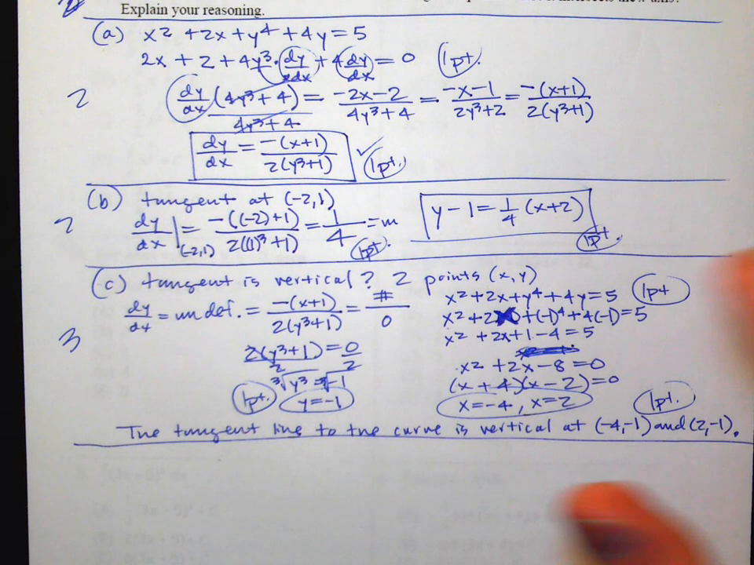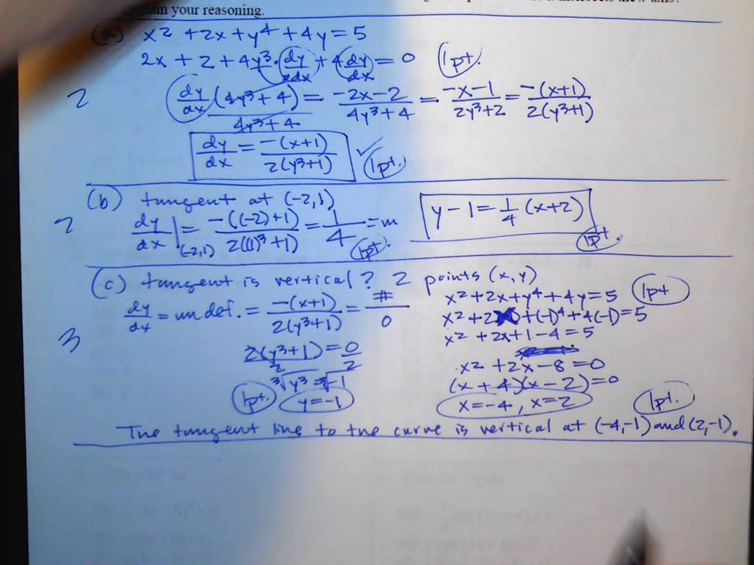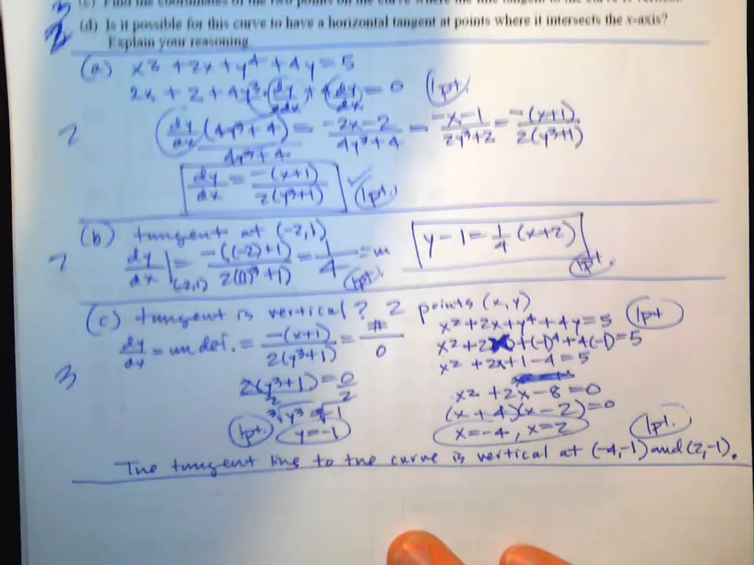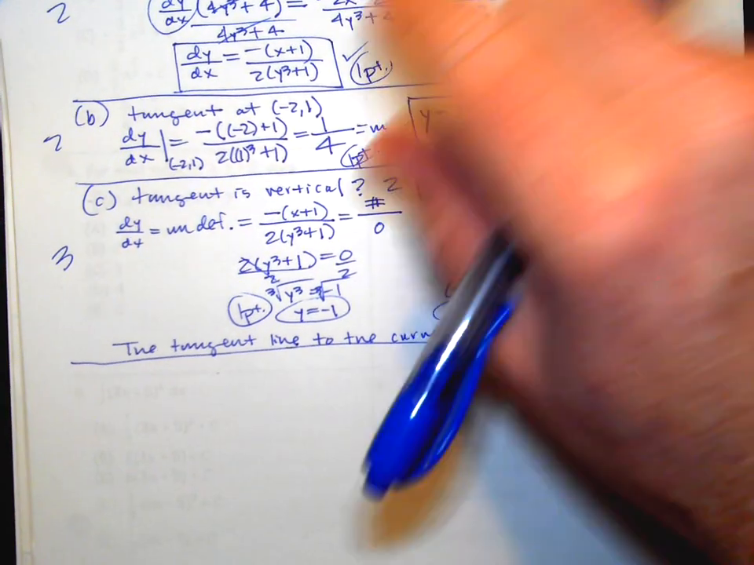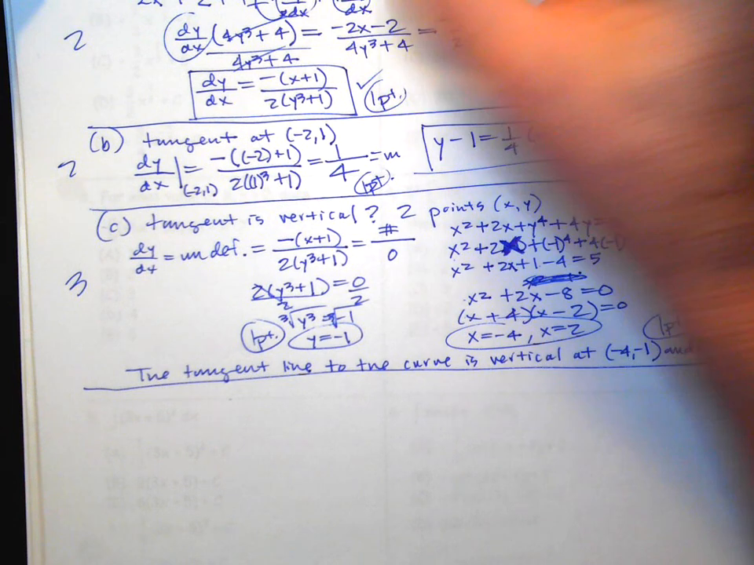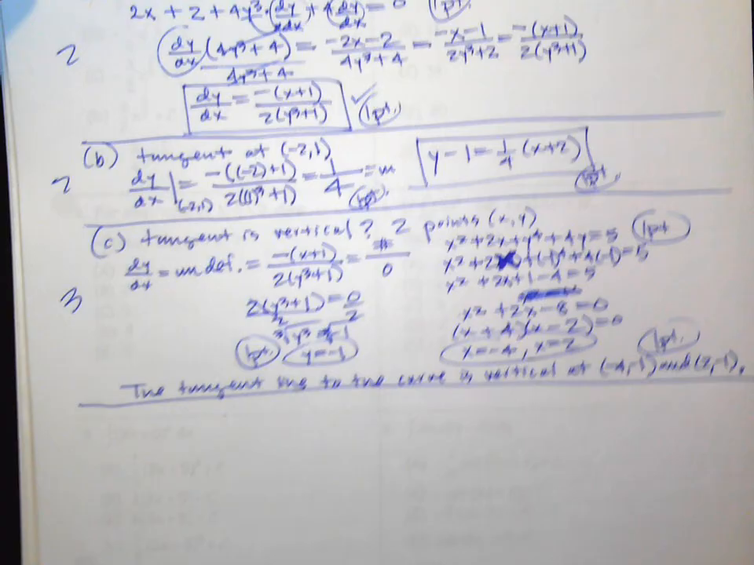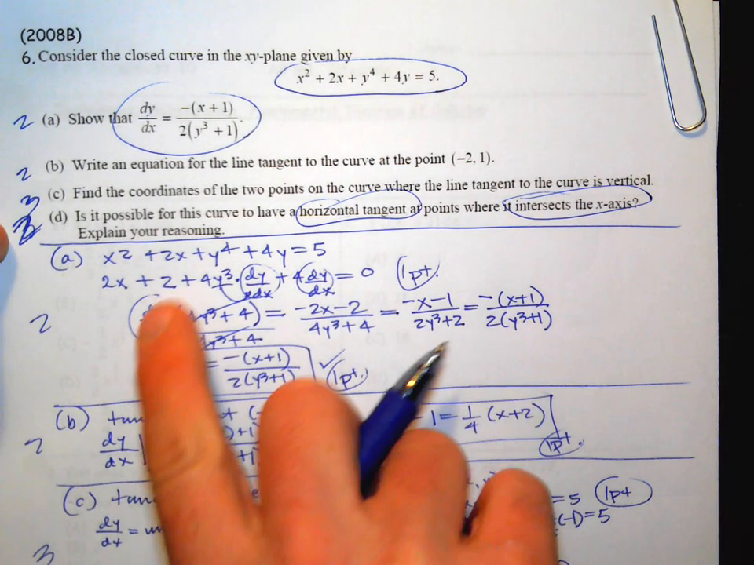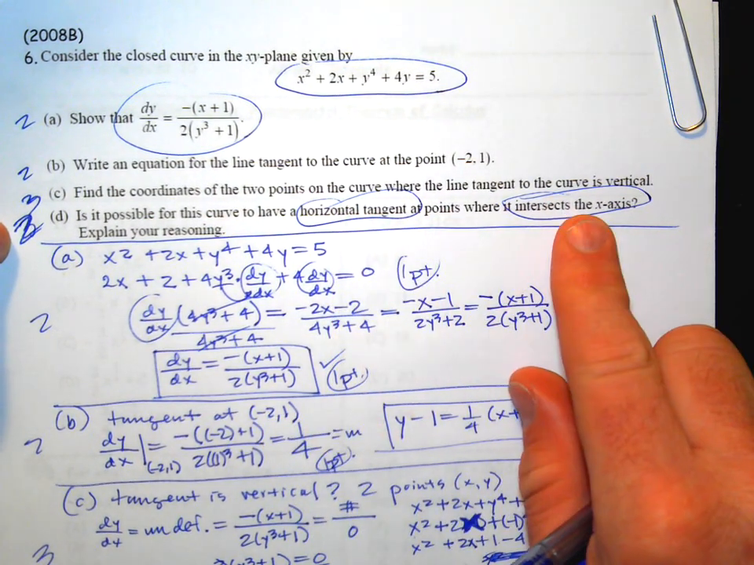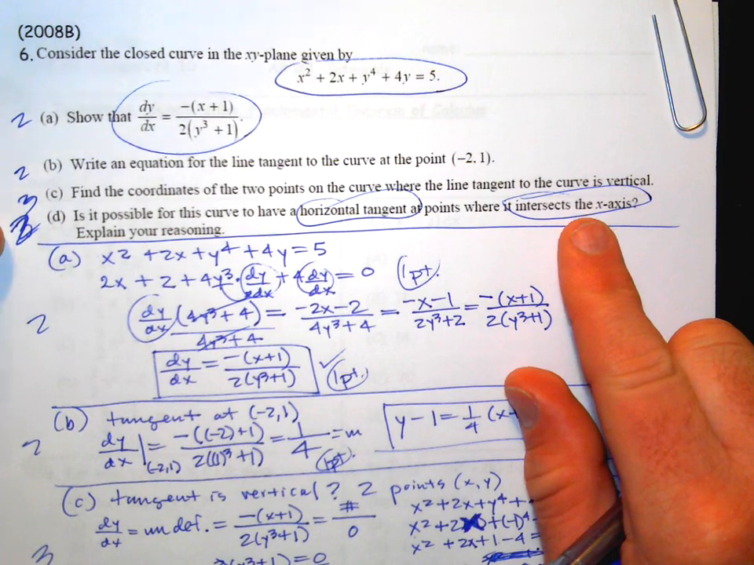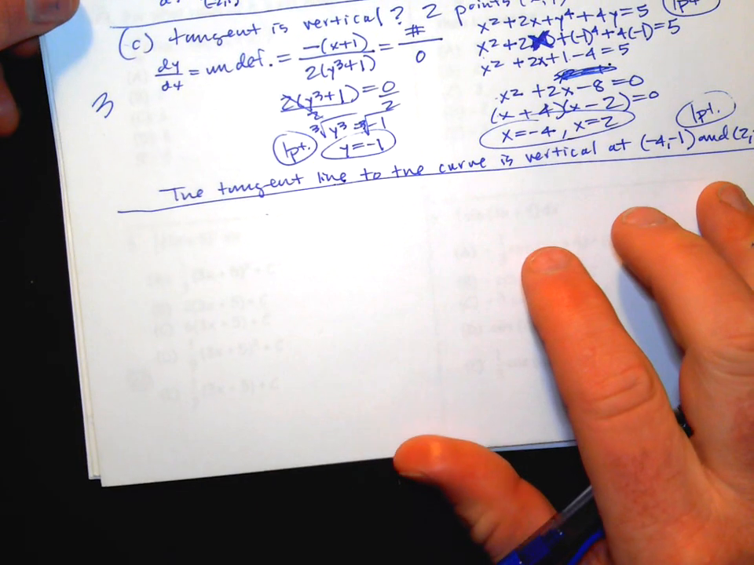So far, not too bad. Kind of a nice break from the last problem, where all we did was write tons of words. D, is it possible for this curve to have a horizontal tangent at points where it intersects the x-axis? It's asking you, can you have a horizontal tangent and an x-intercept at the same place? Explain your reasoning.